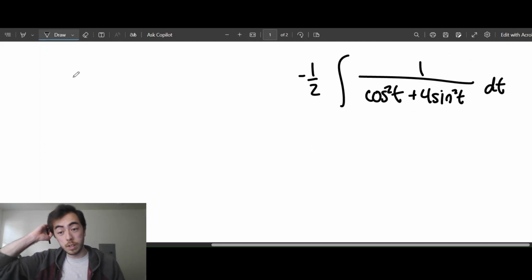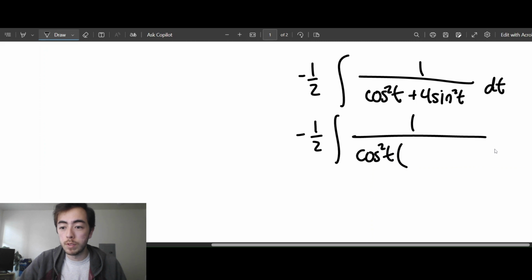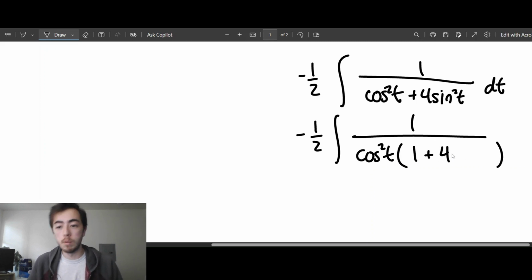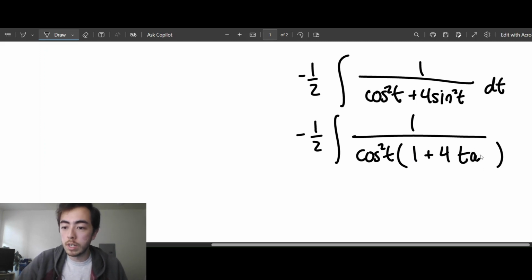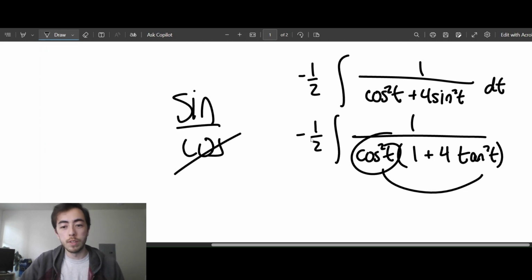Okay, it's still not clear to me, honestly, where to go from here. But again, like I said, I kind of looked ahead and tried some stuff out. Apparently what we should do here is factor out a cosine squared t from both terms in the bottom. So clearly the first one's a 1, and the next one will be 4 times something. And that something should be tangent squared of t. My reasoning here is if we multiplied cosine squared times tangent squared, the cosine in the bottom of tangent would cancel with this cosine here, and we're just left with sine squared.